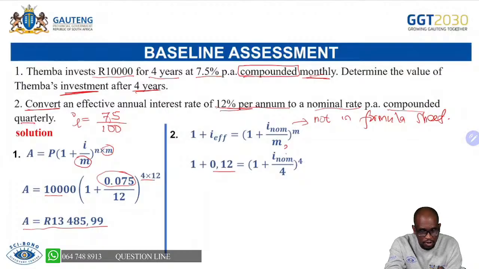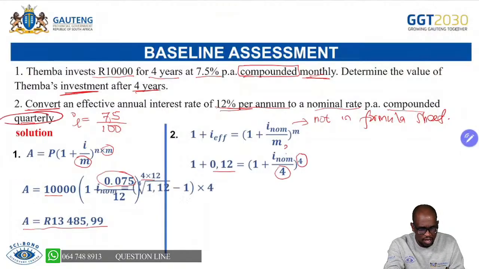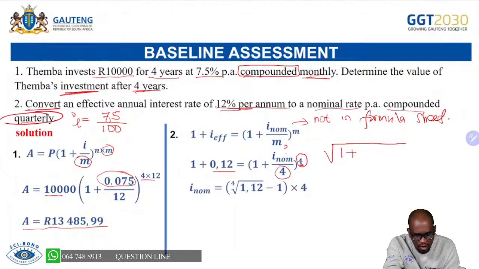The compounding, they said quarterly, so we compound 4 times a year, because we compound every 3 months. That's what quarterly means. To simplify this, we can take the 4th root, because this is to the power of 4. So we take the 4th root on both sides. The 4th root of 1 plus 0.12 equals 1 plus i nominal divided by 4.